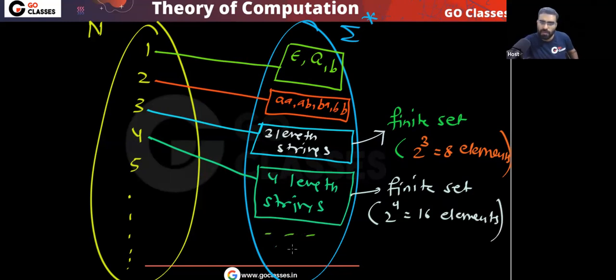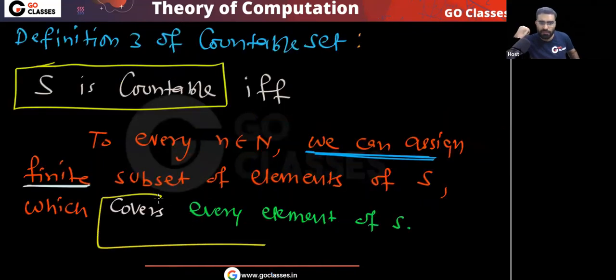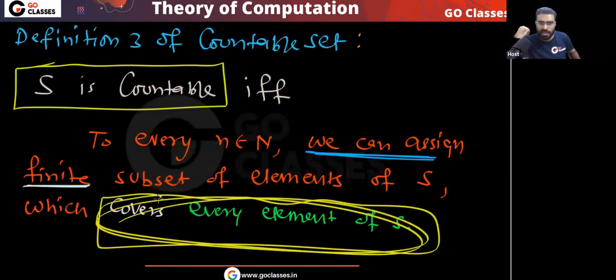To this 5, you will assign all the 5 length strings. To this 6, you will assign all the 6 length strings, and so on. Does it cover every element of sigma star? Yes. Every element of sigma star is covered.